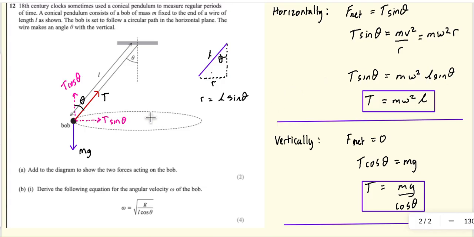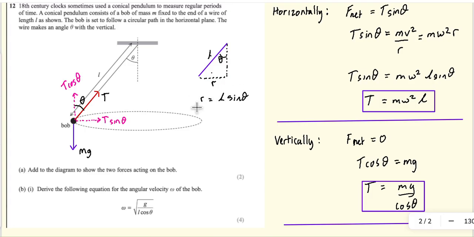And how have I done that? I know that length there is the length of the string L. I know that the angle from the vertical is theta, and if we go down from that position, that's the center of the circle, so that horizontal distance from there to there is r. So I can create a right angle triangle, and that radius r in terms of L is r is equal to L sine theta, and we see that this has an L in it, not r.